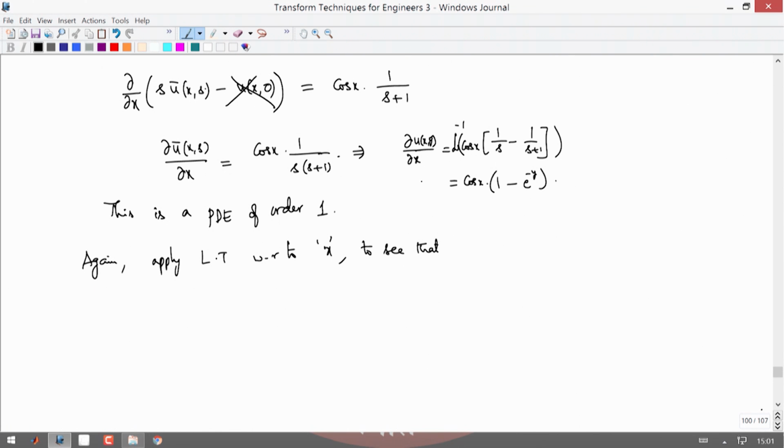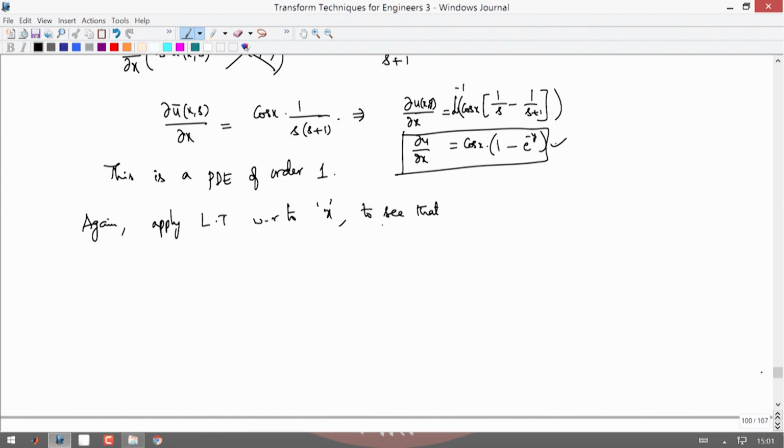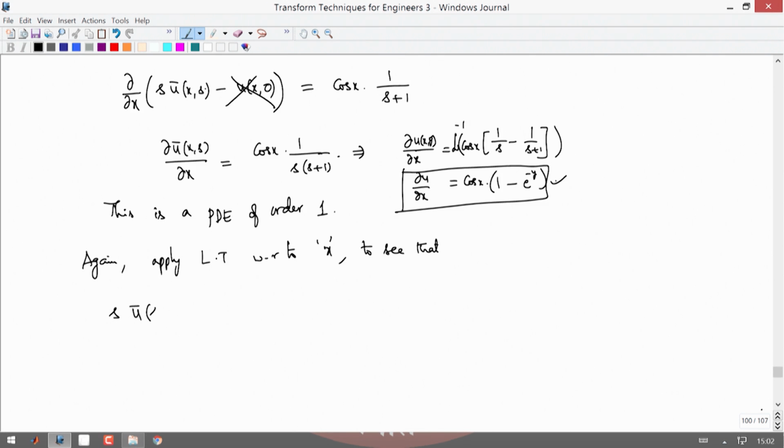So, you have ∂u/∂x. This is your first order PDE. This you solve again by applying the Laplace transform. If you apply it now with respect to x, you get s times ū(s, y), which is equal to cos x, that is s/(s²+1), times (1 − e^(−y)).